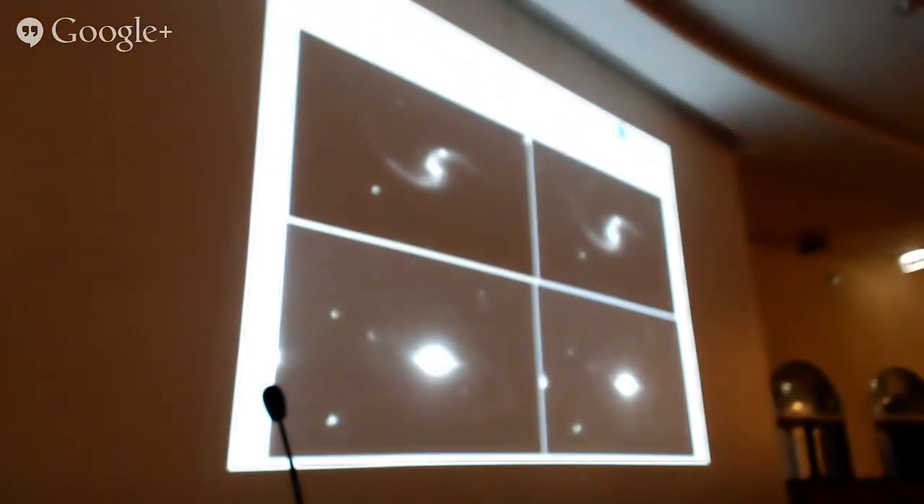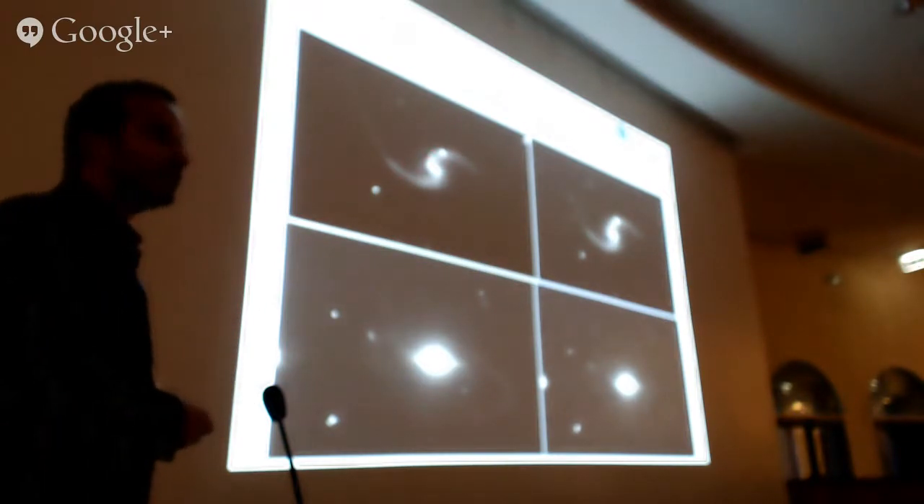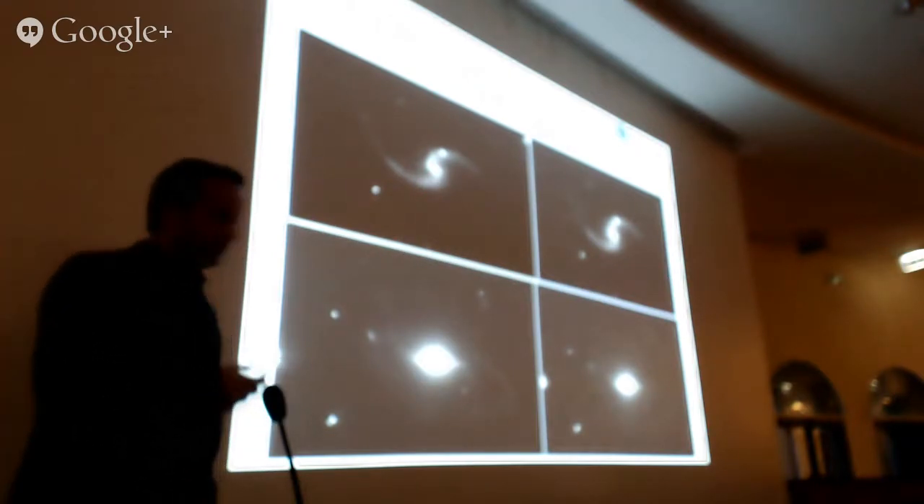Here are other examples. Mainly look at the top. You see what is a merging event. You notice also the quality of the image, the details, the arms.